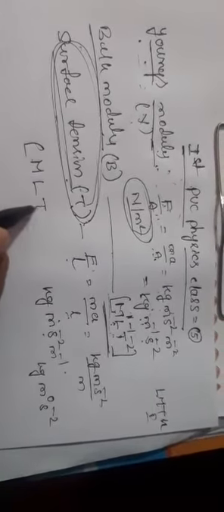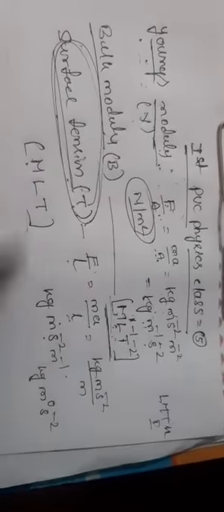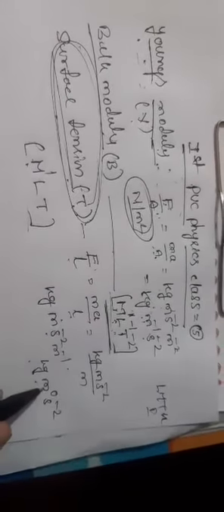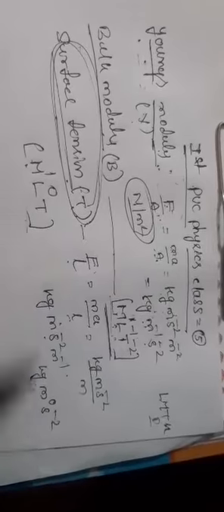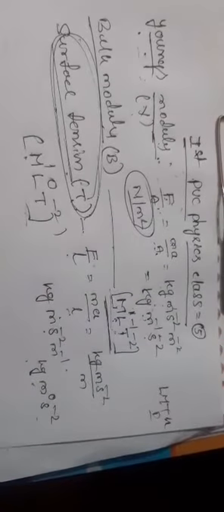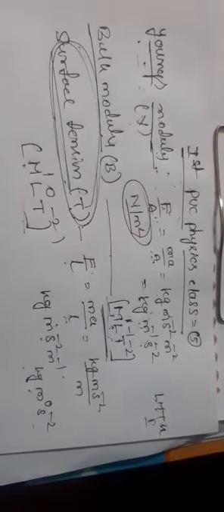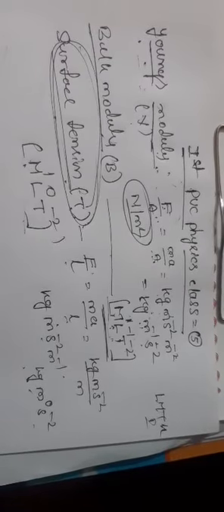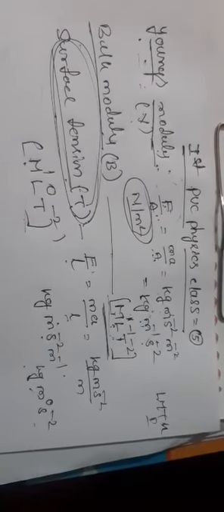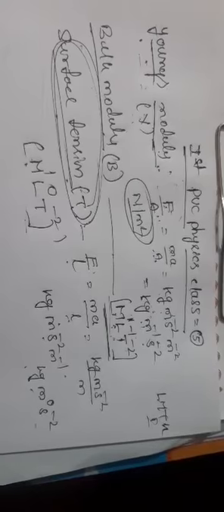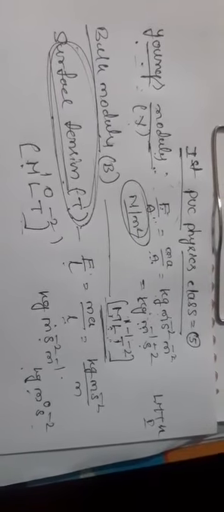The dimension is written in terms of mass, length and time. Mass in kg, that is power 1. Length in meter, power is 0. Time in second, that is minus 2. That is the dimension of surface tension: mass power 1, length power 0, time power minus 2.